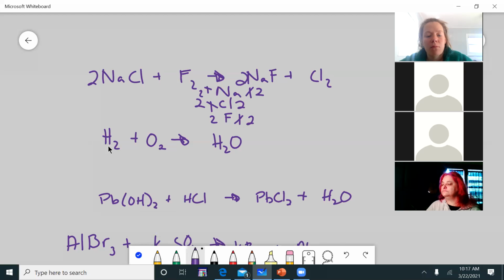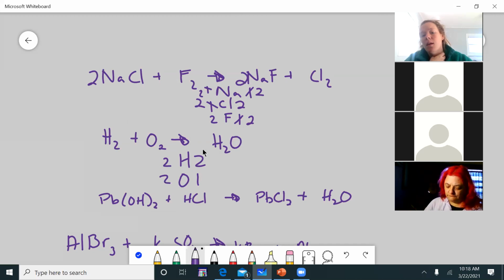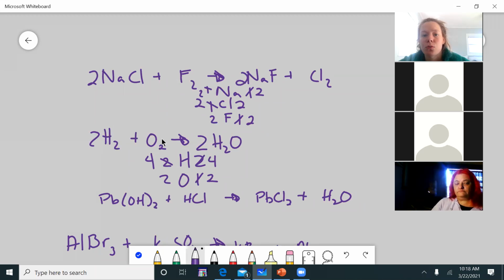Next one, the synthesis of water. So I've got hydrogen and oxygen: 2 hydrogens to start with, 2 hydrogens to end with, 2 oxygens to start with, 1 oxygen to end with. So I've got to multiply this by 2. That'll change that to 2. It'll also change my hydrogen to 4. That's okay. I can quick fix just by putting a 2 there. We now have 4 and we are balanced. So it's 2 hydrogen diatomics combined with 1 oxygen diatomic to produce 2 waters.